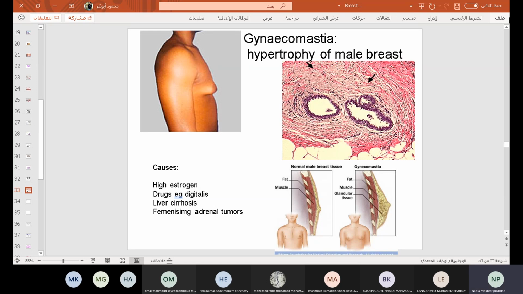Lastly, there is something called feminizing adrenal tumors. We will take it, God willing, in the endocrine system, where there will be lectures on the suprarenal gland. One of the tumors in the suprarenal gland will secrete high estrogen. So all of these are causes of gynecomastia, or hypertrophy of the male breast. Next.